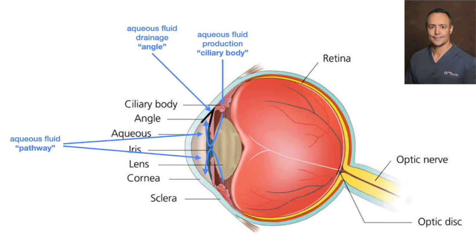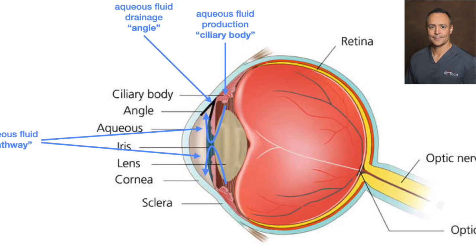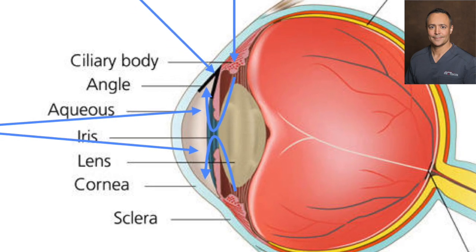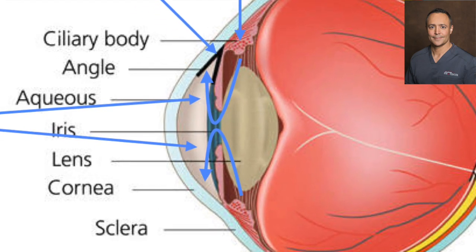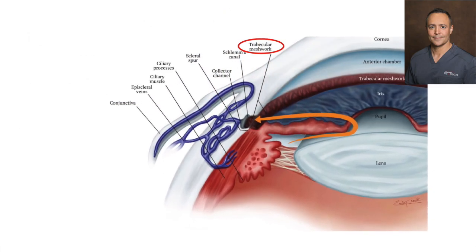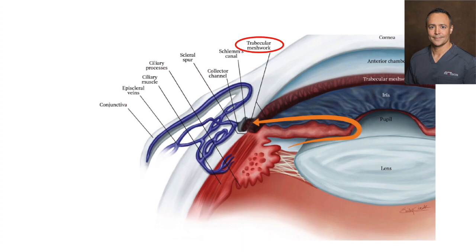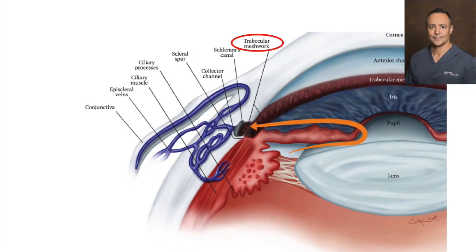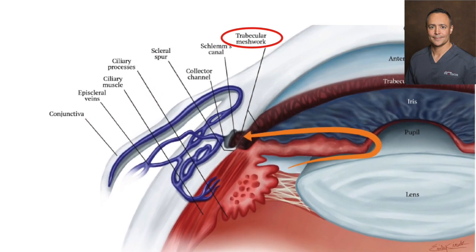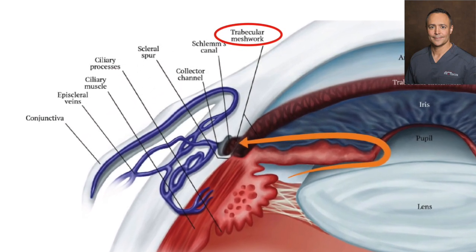We call it the angle because of the manner in which the iris attaches close to the cornea and forms an angle-like structure. This will be more evident as we move forward. The fluid pathway goes from back to front. It goes in front of the lens of the eye and forward through the pupil into the angle of the eye. In the angle is the drainage system pathway of the eye.